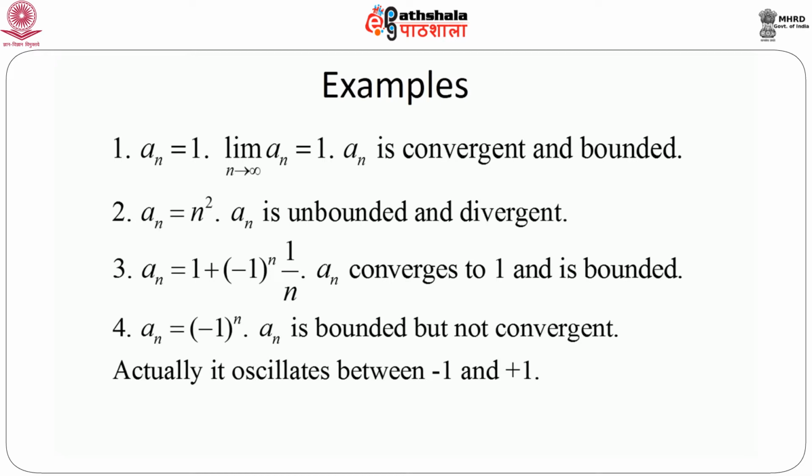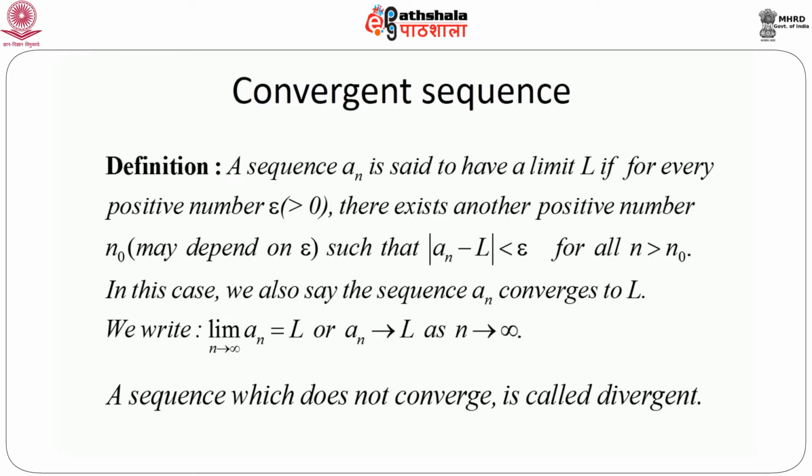So this gives us an idea of convergence. That means in the limit we can get only one value of a_n as n goes to infinity, but sometimes it is going to infinity, sometimes it is giving two different values. So what would be the formal definition of convergence?